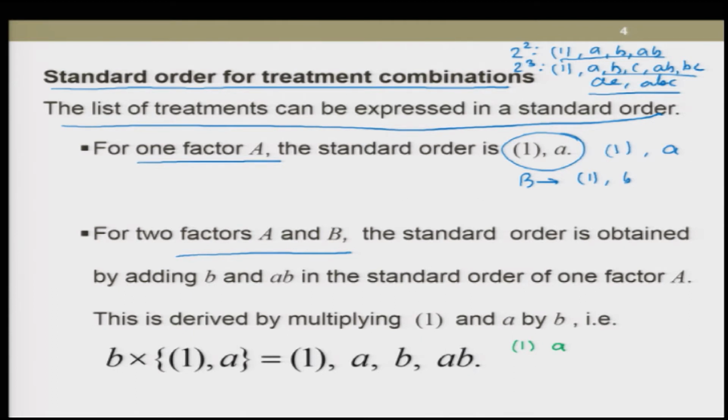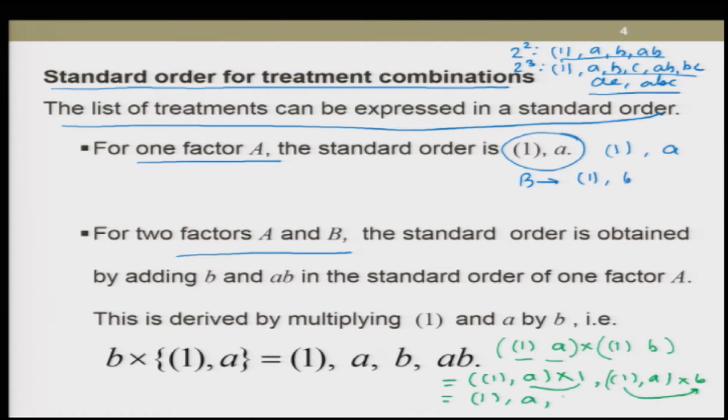Now, you try to take the second factor B, the standard order, and try to write down the standard order of the factor B, like here: 1, B. Now, just for a while assume that these are some mathematical quantities, and multiply 1 and A by this standard order of B in the following way: you first write 1, A and multiply it by 1, and then write 1, A and multiply it by B. So, you can see 1 into 1 is 1, 1 into A is A, 1 into B is B, and A into B is AB.